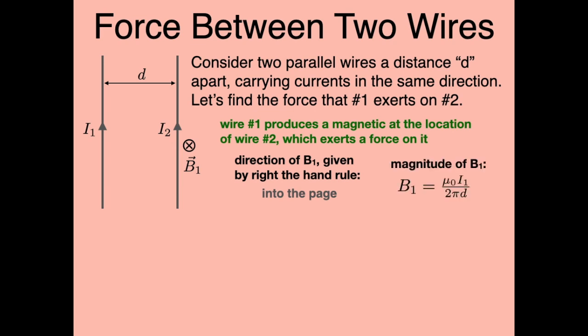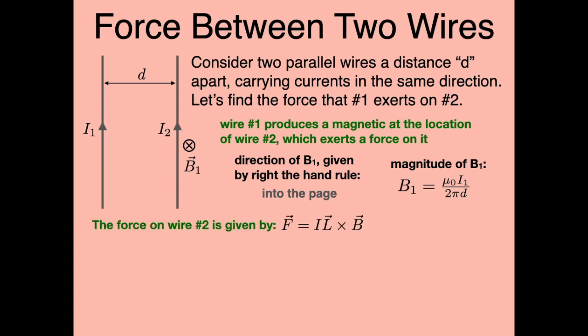Now the magnitude of that magnetic field is something that we saw how to calculate. It's mu naught times the current, which is I1, divided by 2 pi times the distance to the wire, which in this case we're just calling d. Okay, so it's mu naught I1 over 2 pi d. That's how strong the magnetic field is at the location of wire number 2.